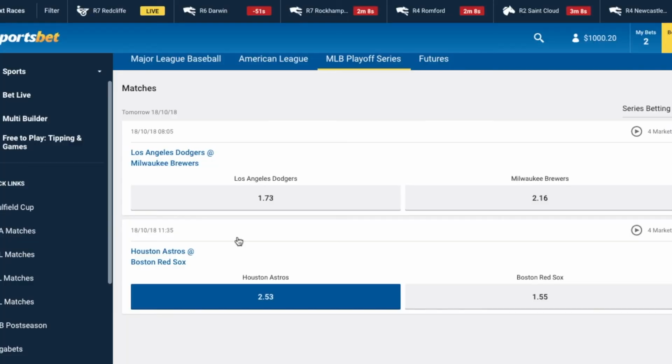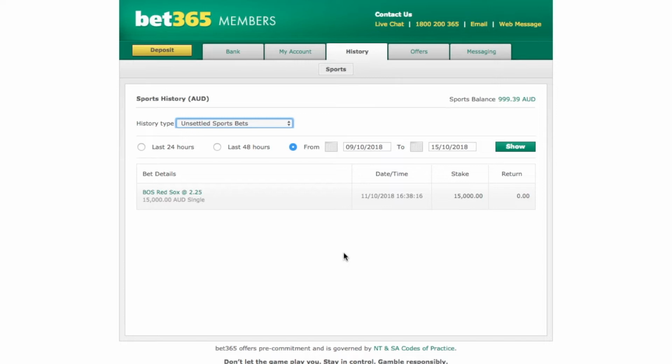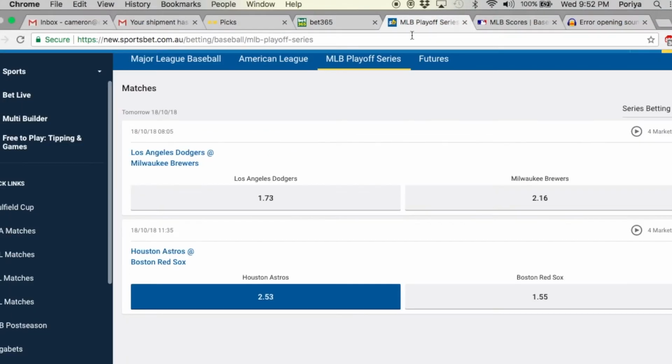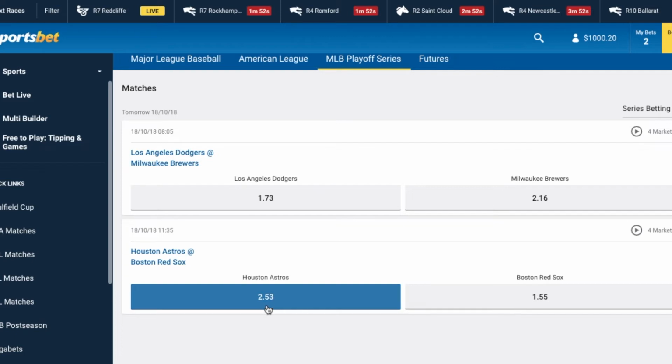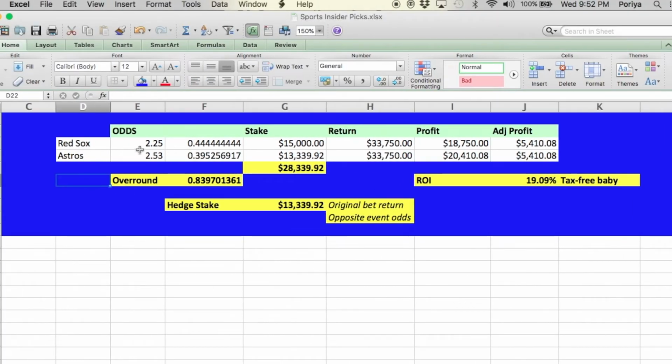Now, if you look at the original bet that I placed, it was for $15,000 at odds of $2.25 with Bet365. Right now, you can get the Houston Astros at $2.53 with Sportsbet, and these are currently the highest odds out on the market. So, if I plug those numbers into this simple spreadsheet, we've got the Red Sox, odds of $2.25, the original stake of 15,000, that yields a return of 33,750 and a net profit of 18,750.